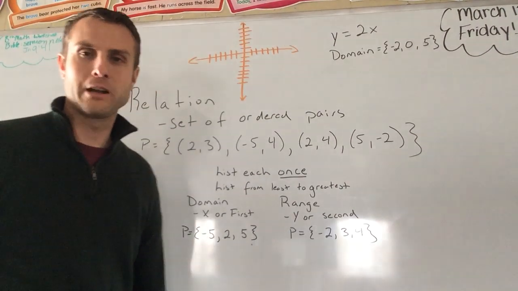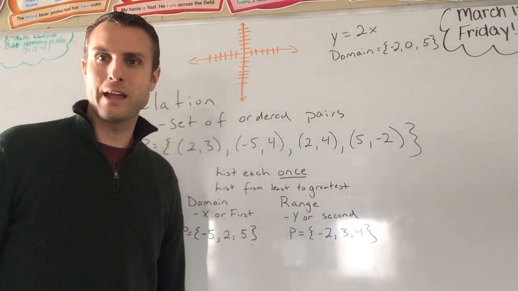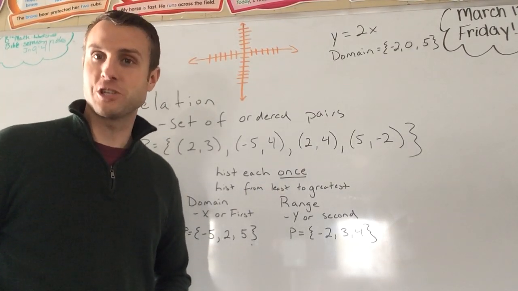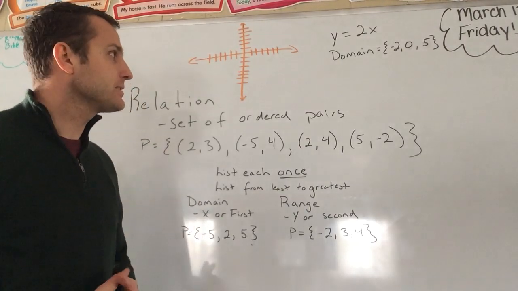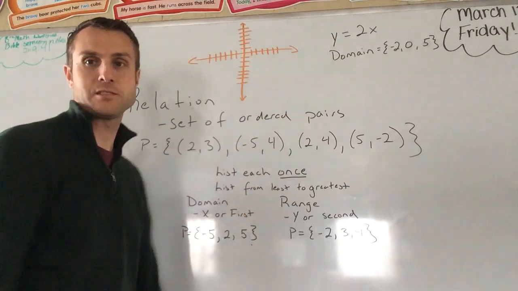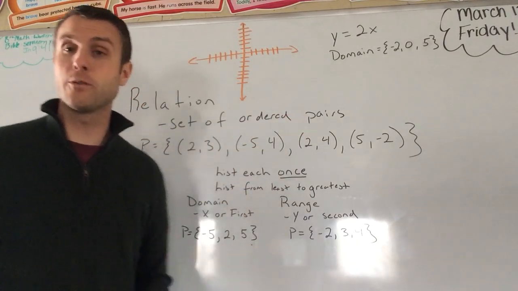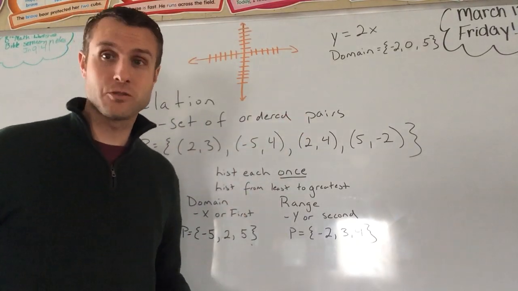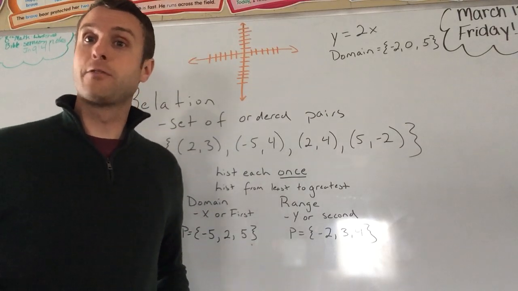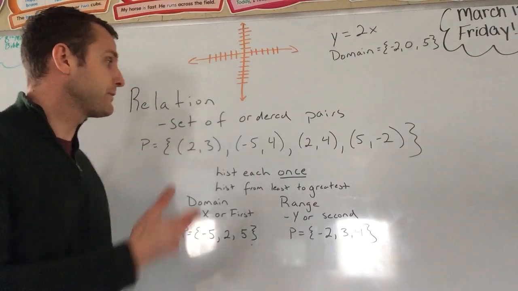Hello. We're going to go over lesson 9.2 for pre-algebra now, which talks about what we call relations. Now, relations are simply a set of ordered pairs. What's a set? A set's a group of anything. It could be a group of dinosaurs. It could be a group of Oreos. It could be a group of verbs. It could be a group of numbers.